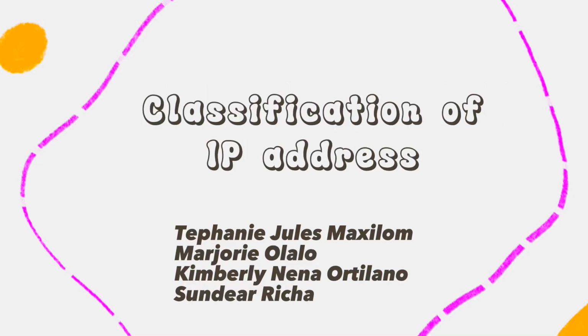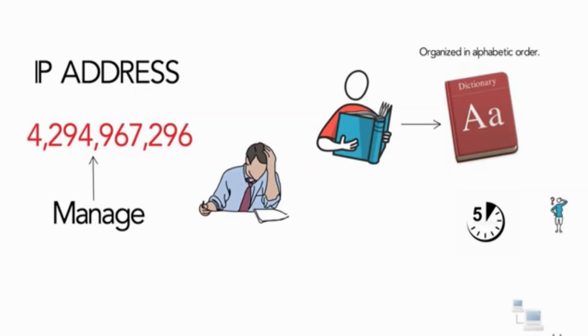We'll discuss IP address classes. There are around 4.3 billion IPv4 addresses. Managing all those addresses without any scheme is next to impossible. Let's understand it with a simple example.